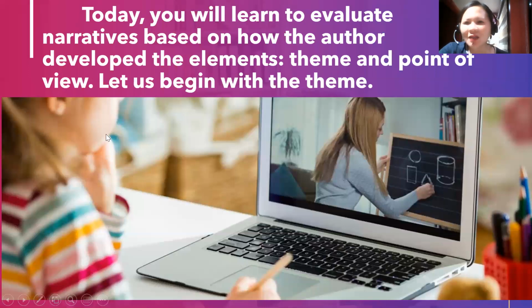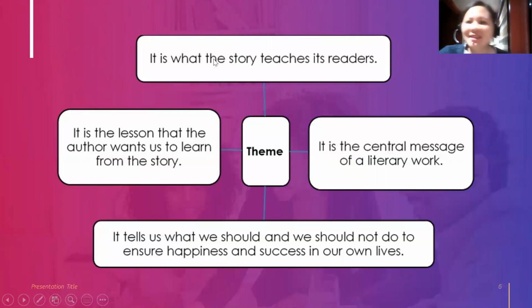All right, so today we will learn to evaluate narratives based on how the author developed the elements, which are the theme and the point of view. Let us begin with the theme. All right, so look at this. Look at this concept map. Based on this concept map, a theme is what a story teaches its readers.